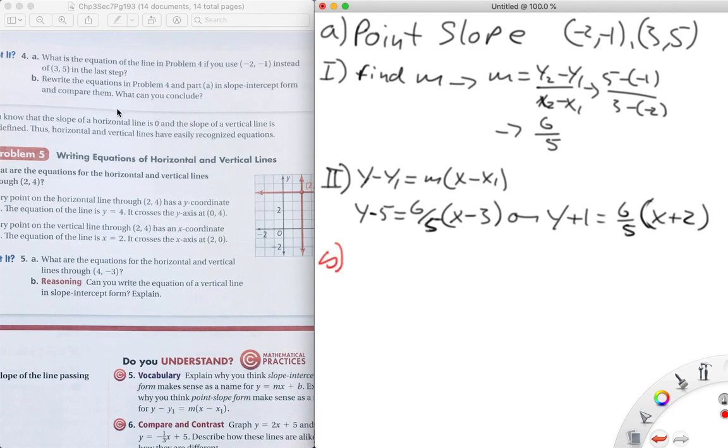They want me to put this in slope-intercept form. Since I already have it here, I can just easily turn this into slope-intercept. I'm sure I did this right. 5 minus negative 1, 3 minus negative 2. Yep.